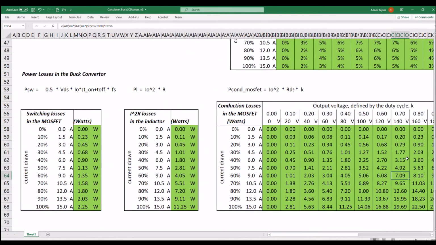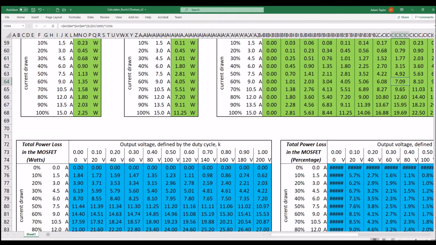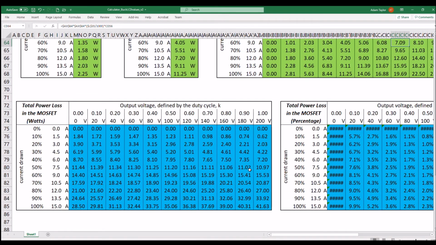Now, if we go through and we add all these up, this is what we've got down here. Under these particular conditions, our buck converter is at, say, an output voltage of 100 volts, drawing, say, 7.5 amps. It is losing 11 watts. At full noise, when it's running flat out, maximum current, output voltage up to a maximum, it is losing 41 watts in it.